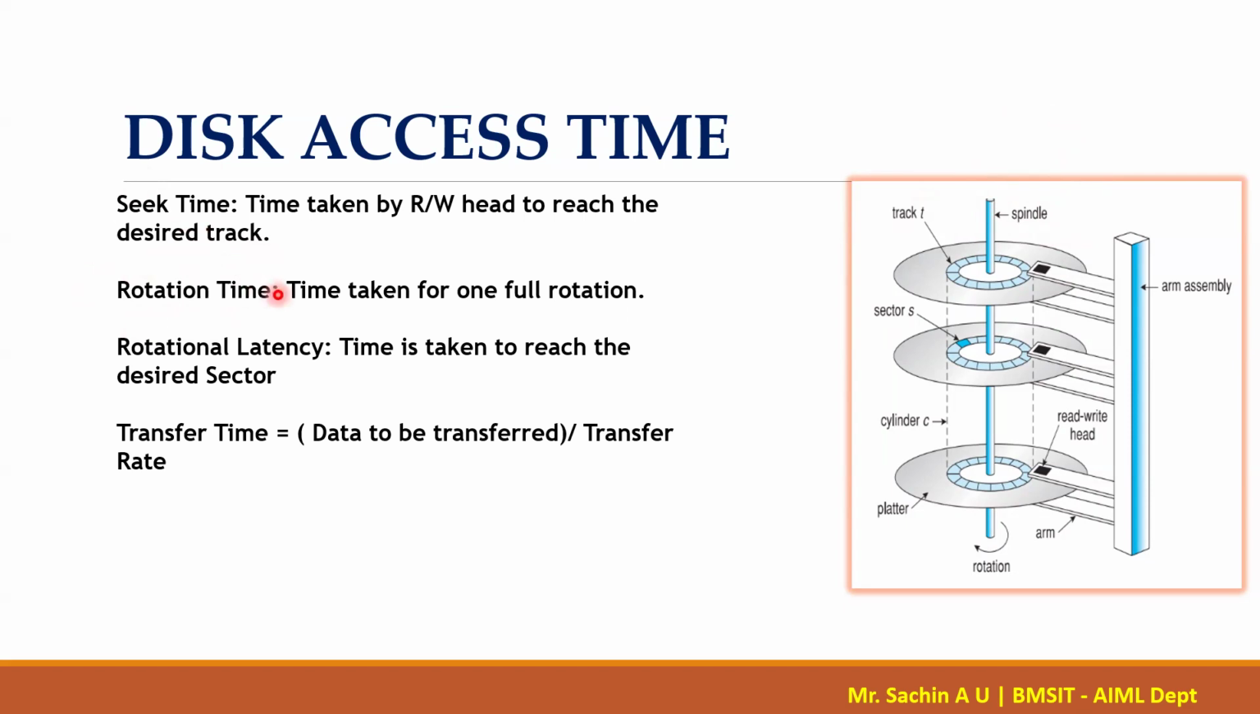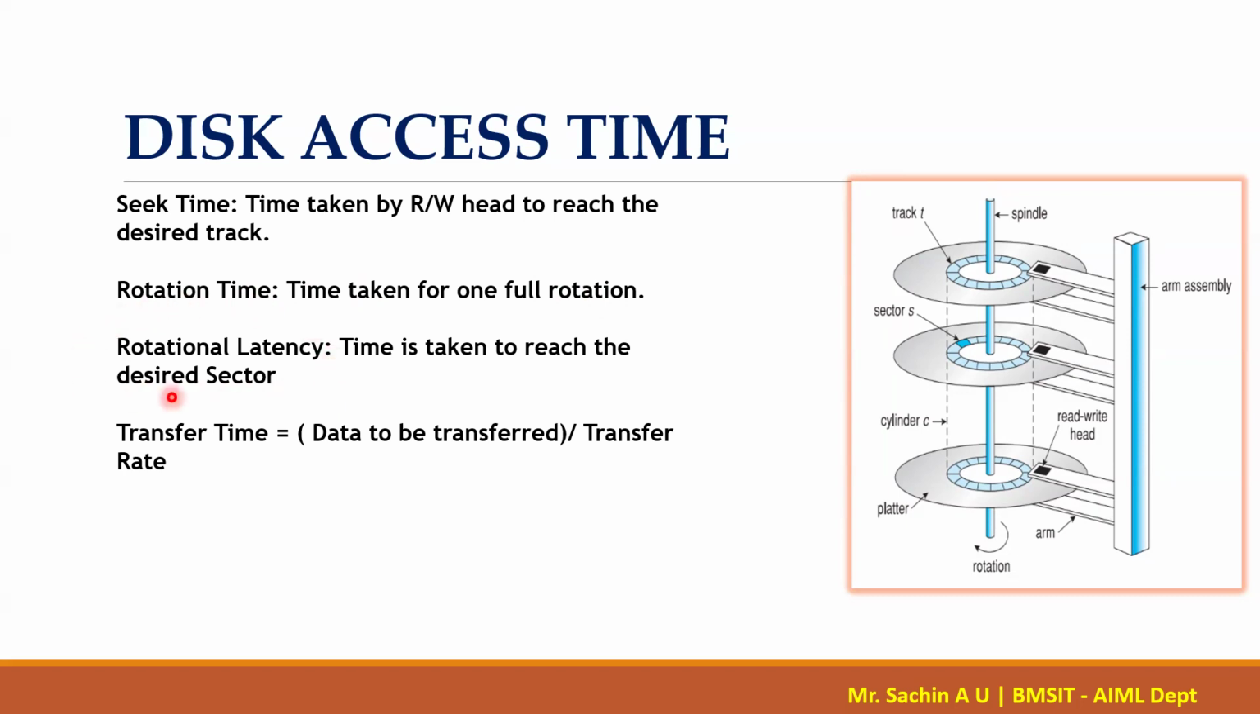Here we can see the rotation time. What is rotation time? Rotation time is the time taken for one full rotation. That means if the disk has to rotate 360 degrees, what is the total time taken by it? This is called your rotation time. Got it? So seek time is the movement of the read-write head from one track to the desired track. Rotation time is the time for the entire disk to rotate 360 degrees.